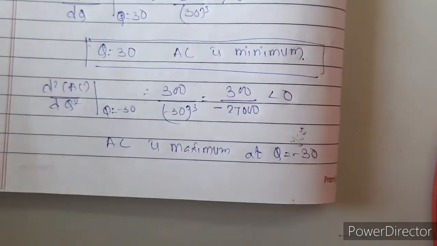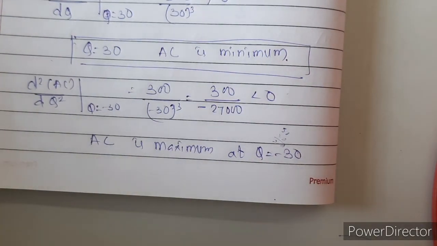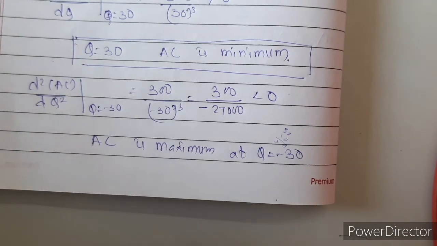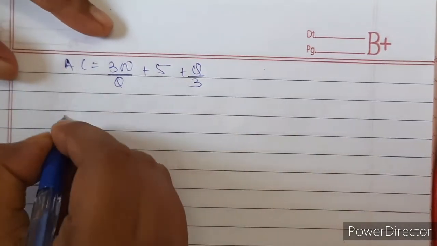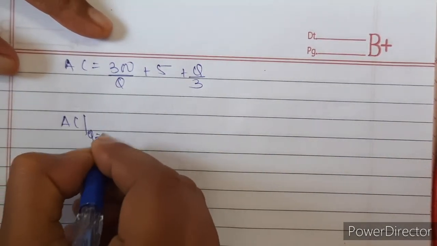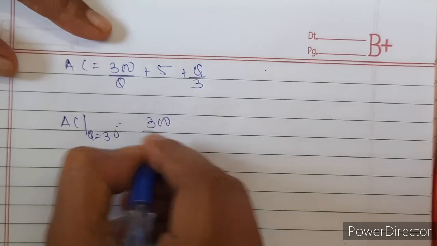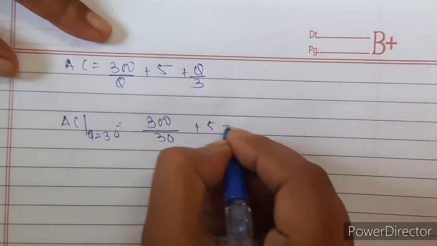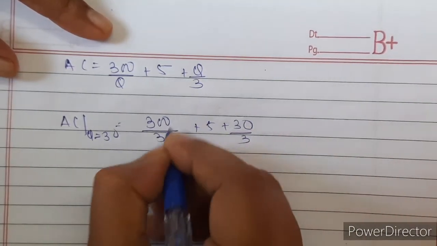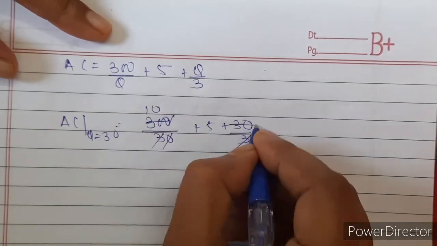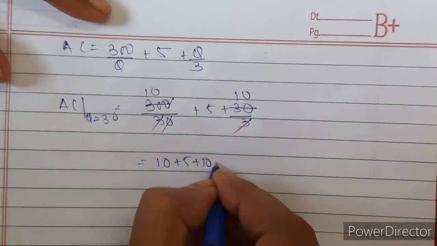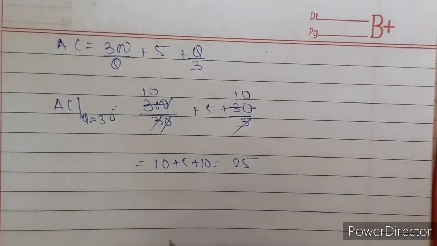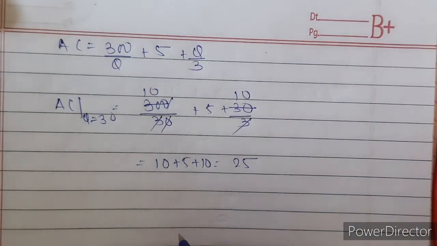Next we have to check whether average cost is equal to marginal cost at Q equals 30. So let's find what the average cost will be at Q equals 30. This is our average cost. Now we have to find average cost at Q equals 30. This will be 300 by 30 plus 5 plus 30 by 3. So 10 here, 10 in this case. So we have 10 plus 5 plus 10, which is equal to 25. So the minimum average cost is 25.